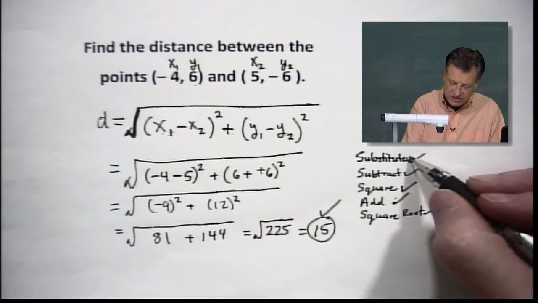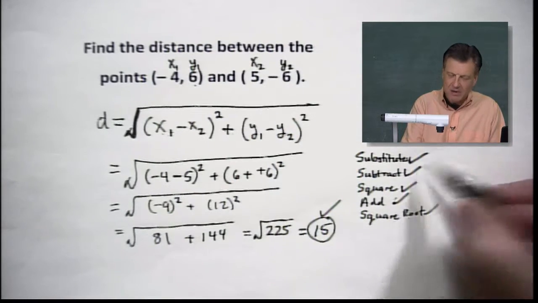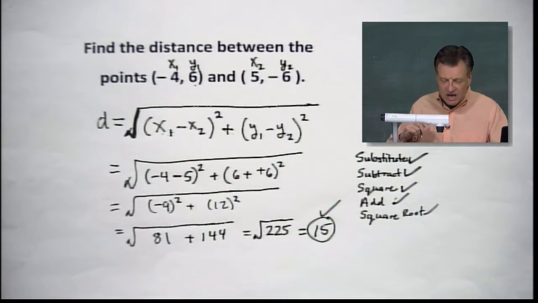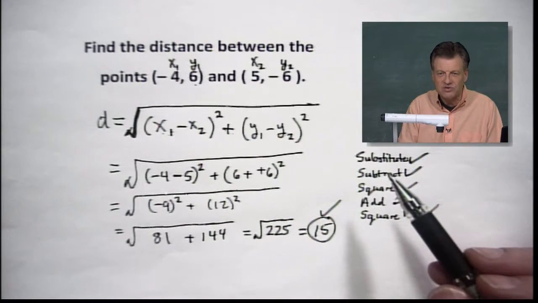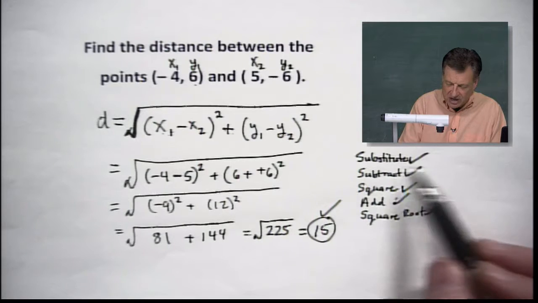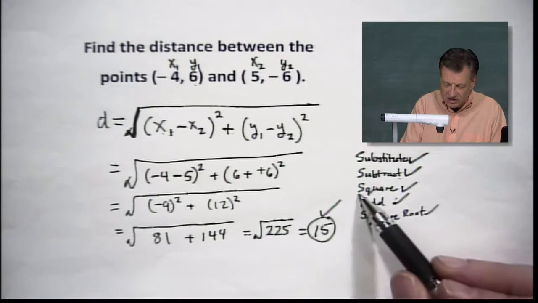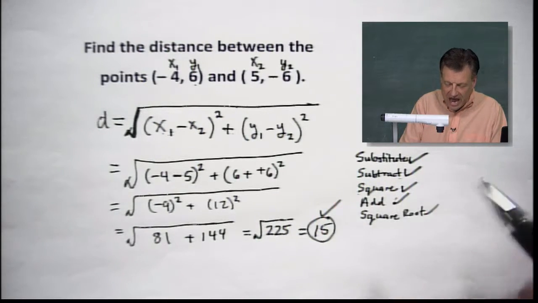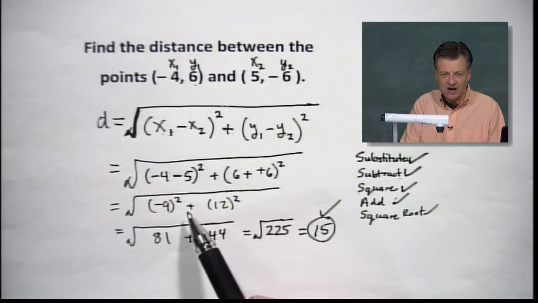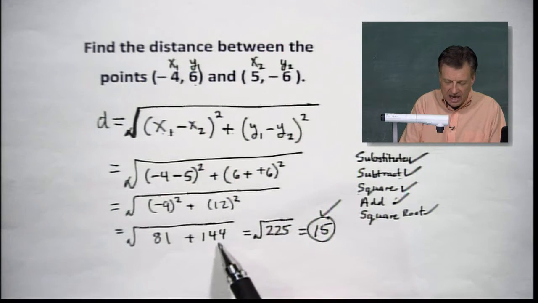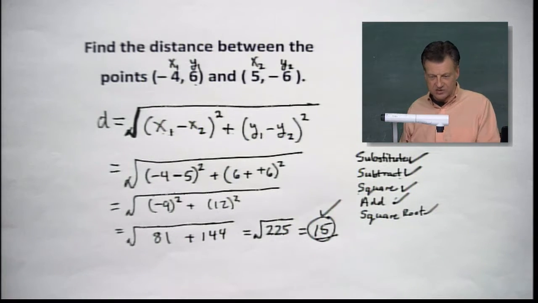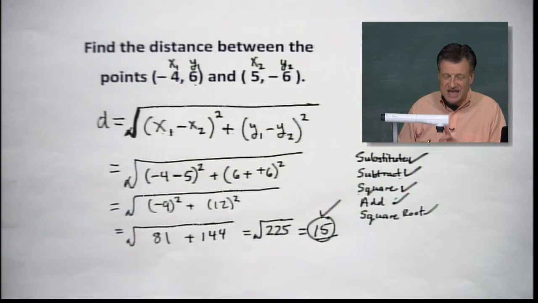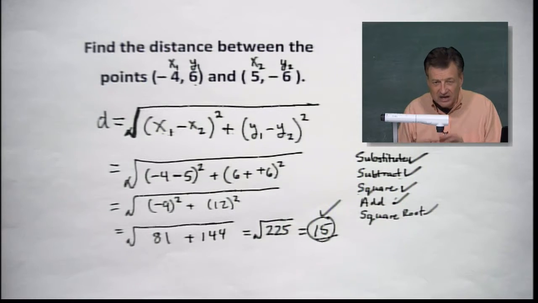Notice we wrote the little instructions here, but whenever we ask when do we ever use algebra, anytime we have a formula, we have to know what to do with it. What order do we go in? How do we work through these things? So substitution, subtract, square. Now we have to wait to add. Then after we've added, we do the square root, and we came up with the number 15 yesterday.